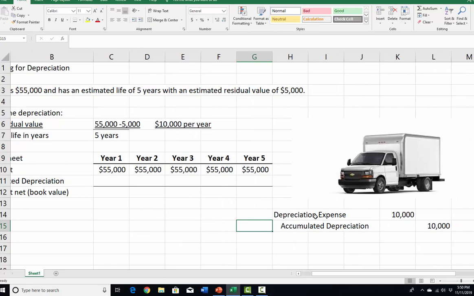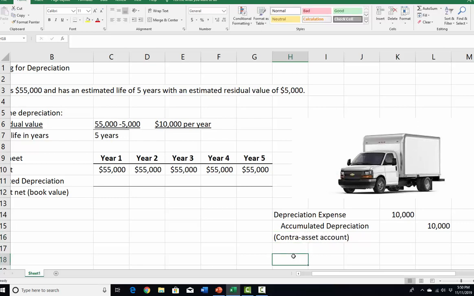Okay, depreciation expense, this is what's called an adjusting entry. And remember that adjusting entries that happen at the end of the accounting period, they affect one income statement account, that would be depreciation expense, and one balance sheet account, and that would be accumulated depreciation. Accumulated depreciation is what is called a contra asset account.